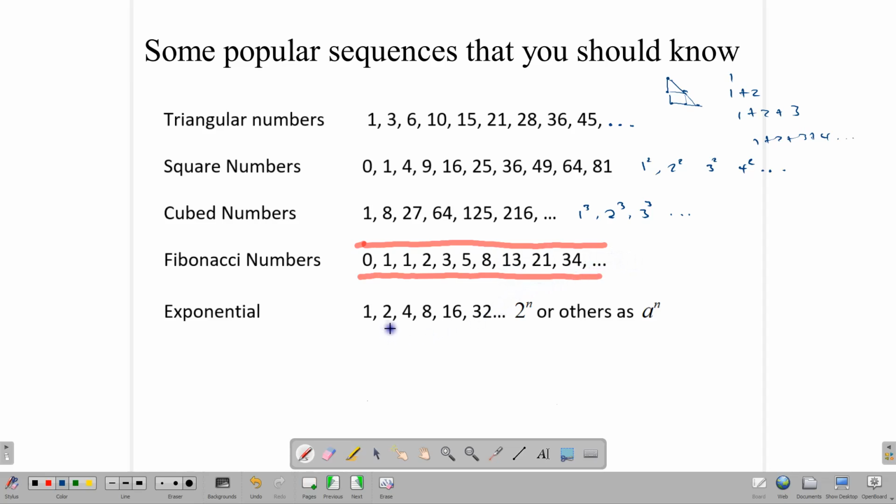Exponential series. So we take a number and we raise it to a power. So in this case, we're talking 2 to the 0, 2 to the 1, 2 to the 2, 2 to the 3, etc., etc., etc.